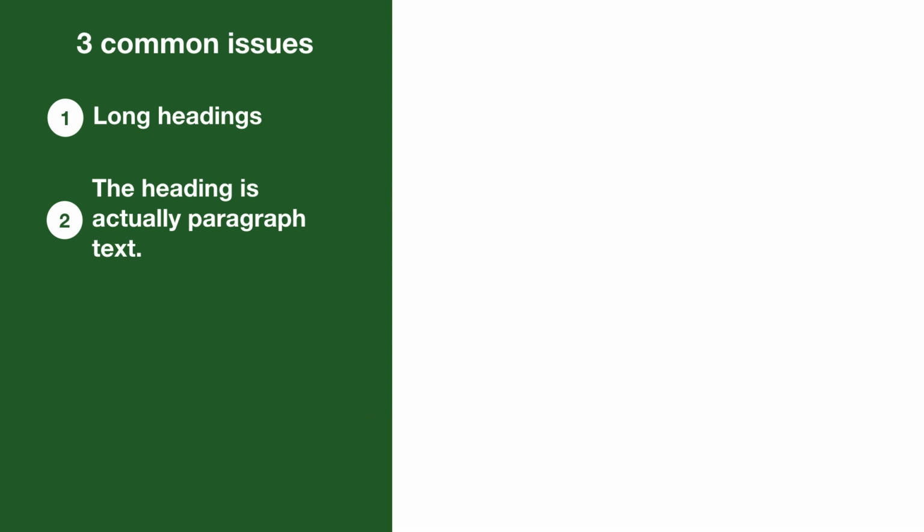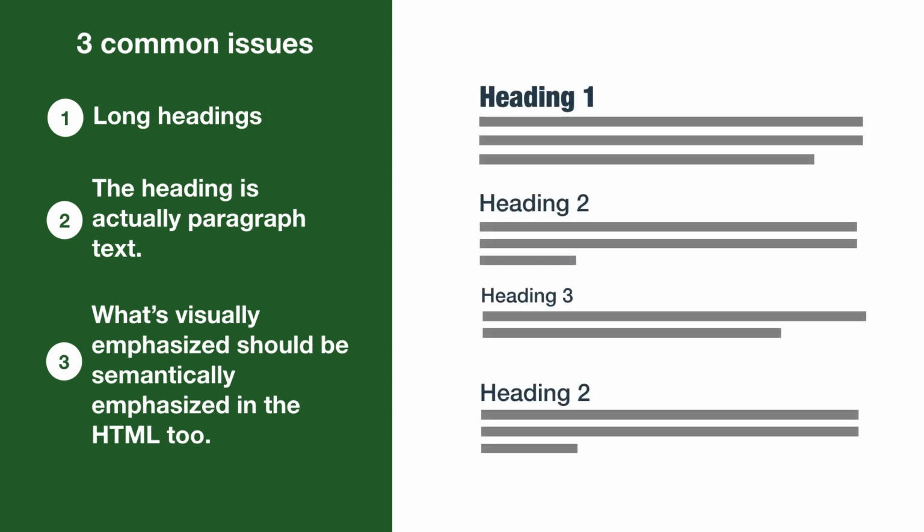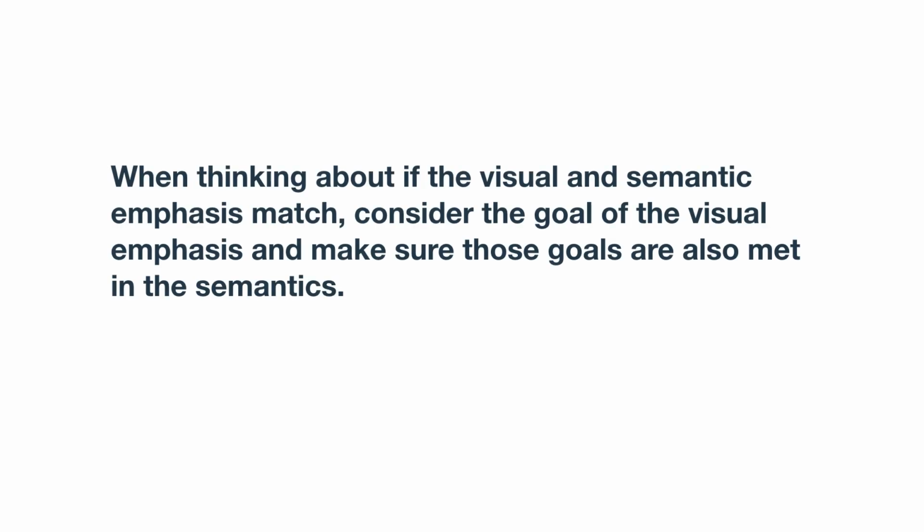Lastly, what's visually emphasized should be semantically emphasized in the HTML too. This means if something is important enough to visually emphasize as large text or any other visual emphasis, it should be semantically emphasized in the HTML, usually by being a header, so screen reader users don't miss it. This doesn't mean all the headline copy that is large and bolded should be a heading. When thinking about if the visual and semantic emphasis match, consider the goal of the visual emphasis and make sure those goals are also met in the semantics.